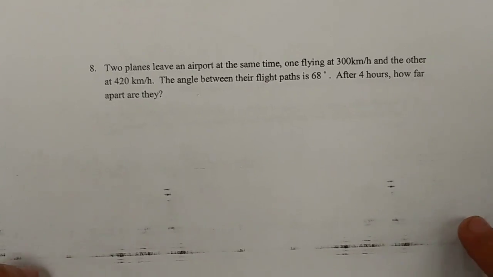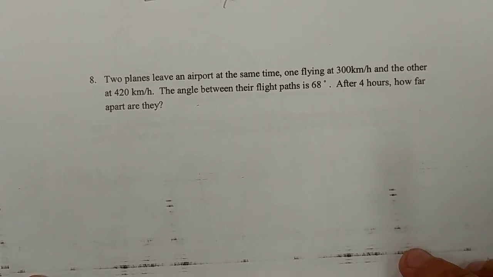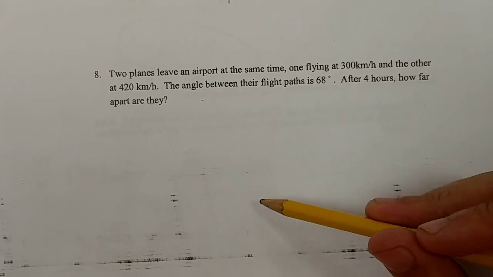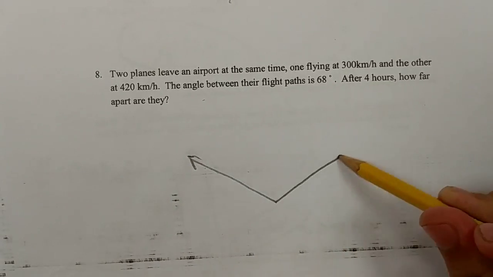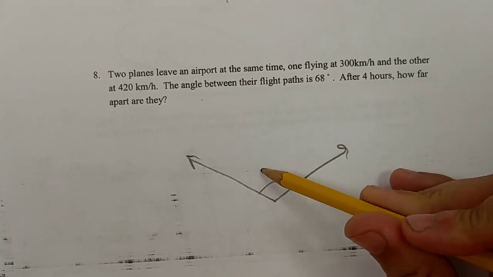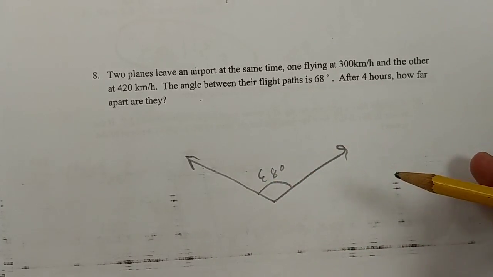Next one. Oh, this one, I like this one a lot. Two planes leave the airport at the same time. One is flying at 300 kilometers an hour, another at 420 kilometers per hour. The angle between the flight paths is 68 degrees. So after 4 hours, where are they? Plane 1 goes this way, plane 2 goes this way, and the angle between them is 68 degrees.